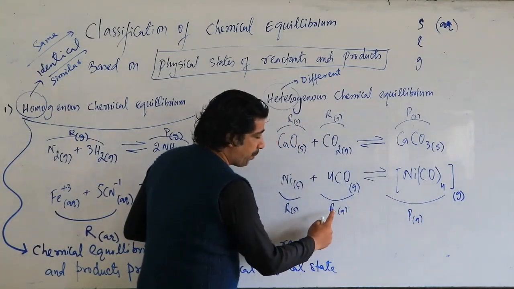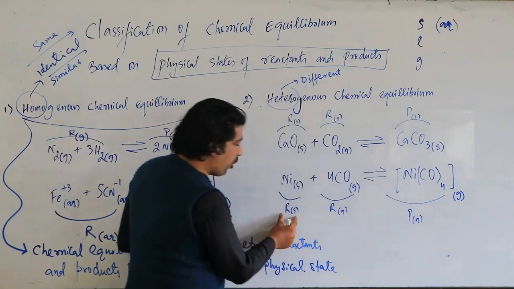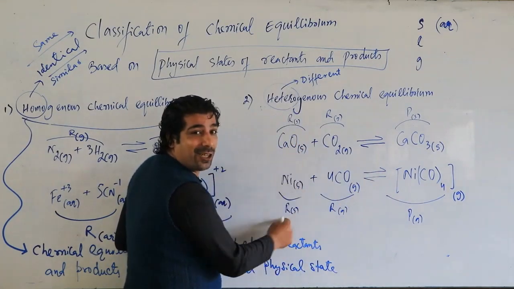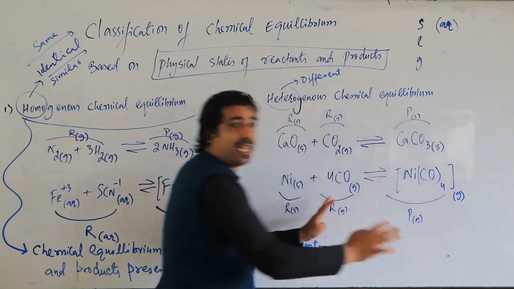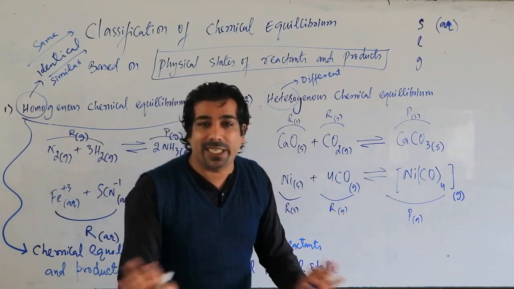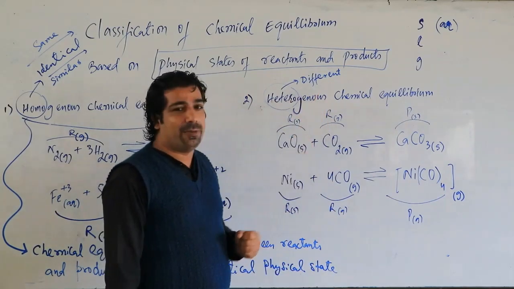If you look at this, the reactant is gas, and this reactant is gas. So they are in the same state. But what about this? This reactant is solid, but the product is gas. That means reactants and products are not present in the same state. So that kind of equilibrium will be heterogeneous chemical equilibrium, my dear friends.